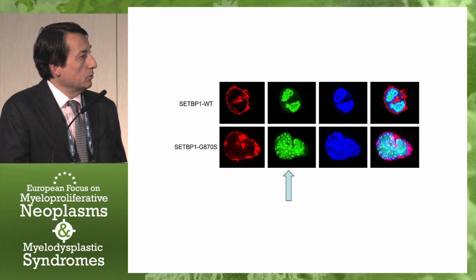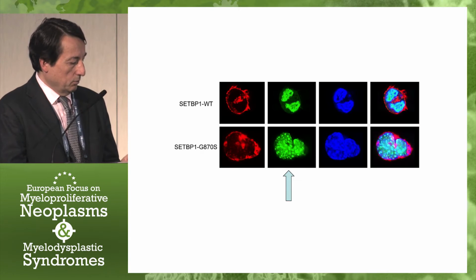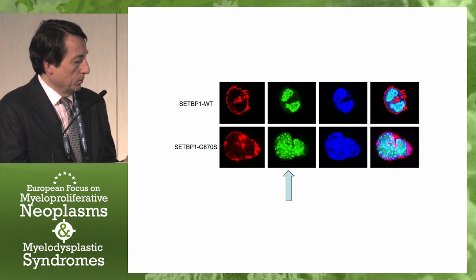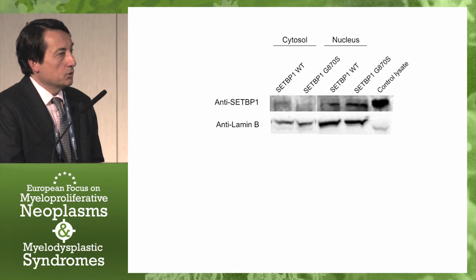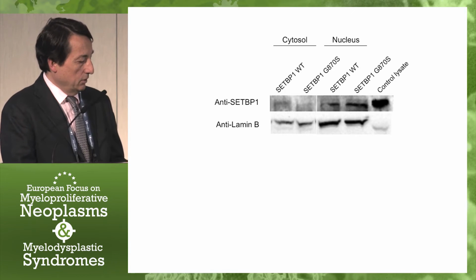But we also know, for example, one thing, that while PP2A is distributed both in the nucleus and in the cytoplasm, SETBP1 is completely nuclear. And if we do also cytoplasmic and nuclear extract, we confirm that most of SETBP1, either wild type or mutated, is present in the nucleus and very little in the cytoplasm. So we thought that there should be something in addition to this SET binding activity of SETBP1.